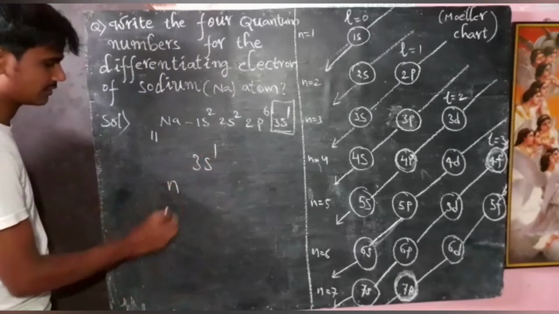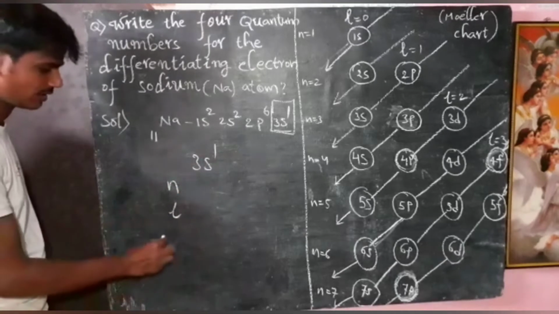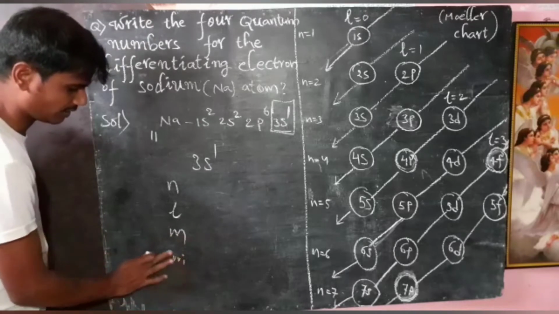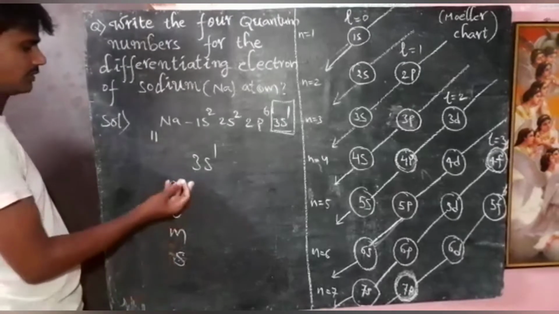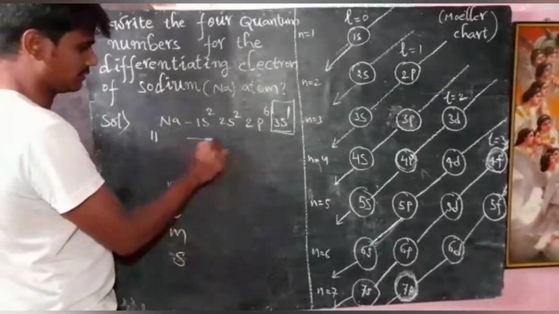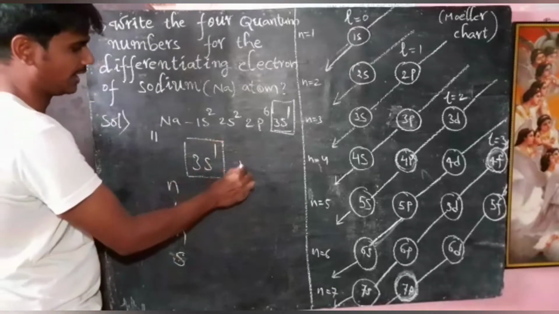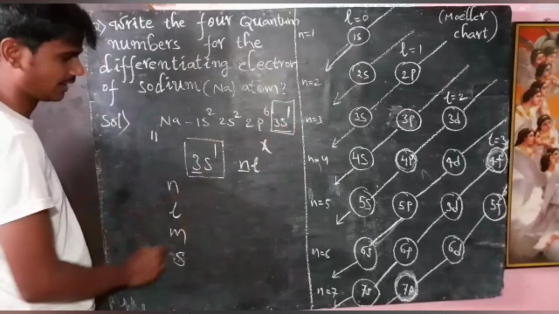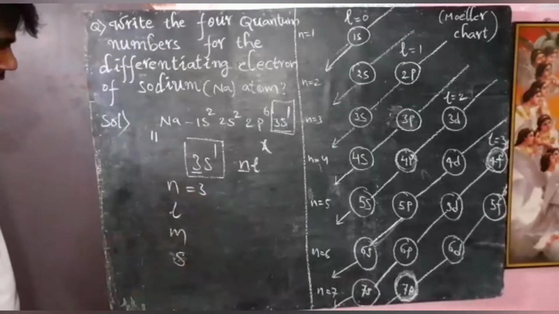Already we discussed the principal quantum number n, azimuthal quantum number or subsidiary quantum number, magnetic quantum number, and spin quantum number. So for 3s1, we need n, l, m, s. See here, n value, what is it here? n value is 3. So the first quantum number is 3.